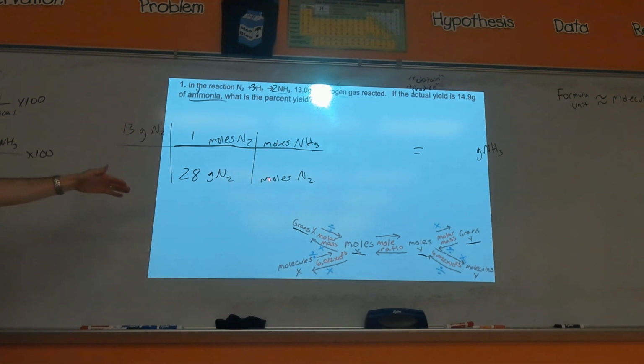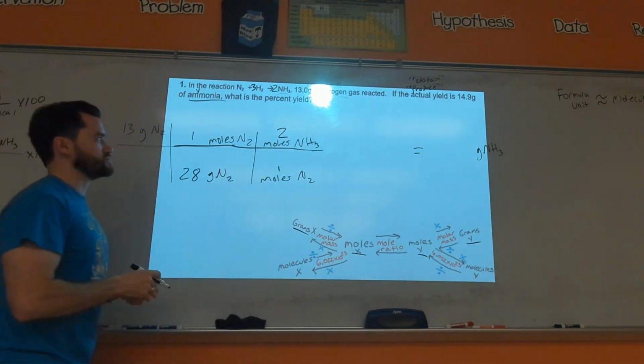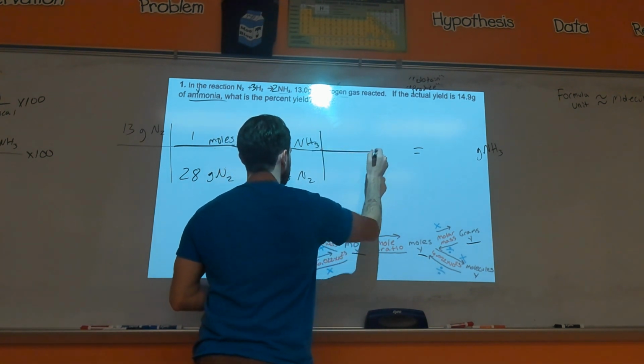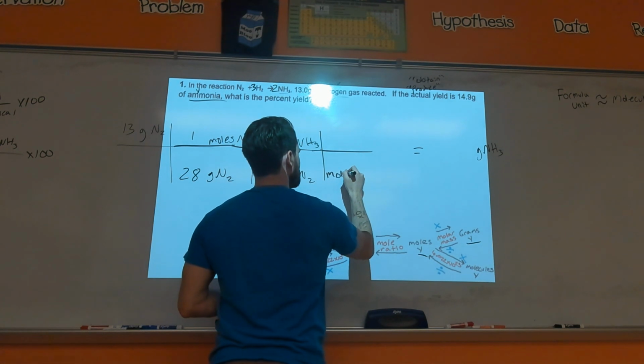So this step right here, the mole ratio step. This is why you have to balance the reaction. So there's a 1 in front of the N2, so you put a 1 there, and then a 2 for the NH3, so you put a 2 right there. Okay. All right. Now you got moles of NH3 here. Moles of NH3's got to go diagonal.